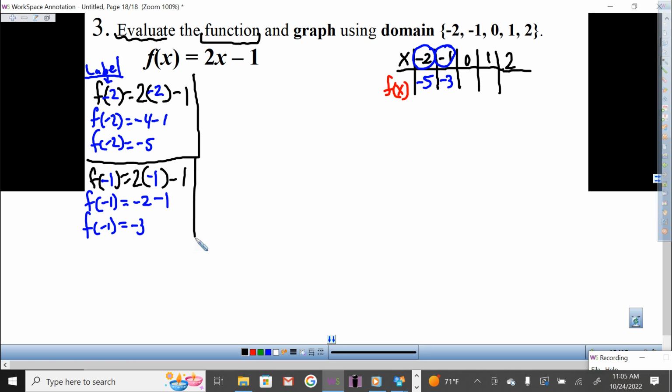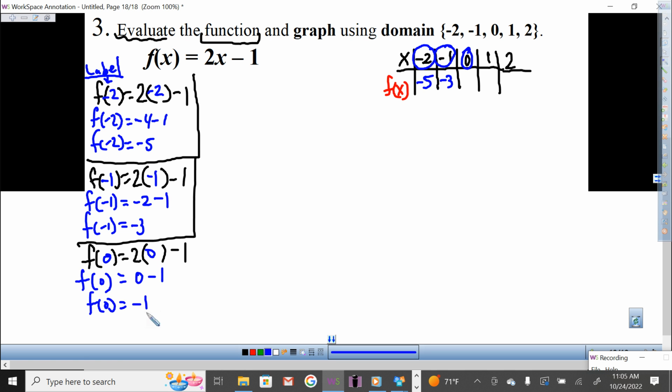Let's do another one. F of 2 times. My next value is what? 0. Left side is the label. I just write it twice. And I'm going to work on the right side. 2 times 0 is 0. Minus 1. What is 0 minus 1? -1.